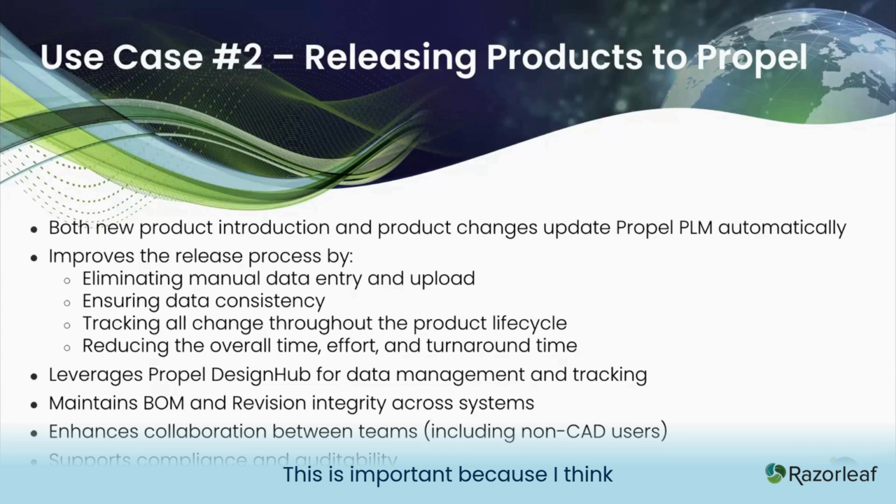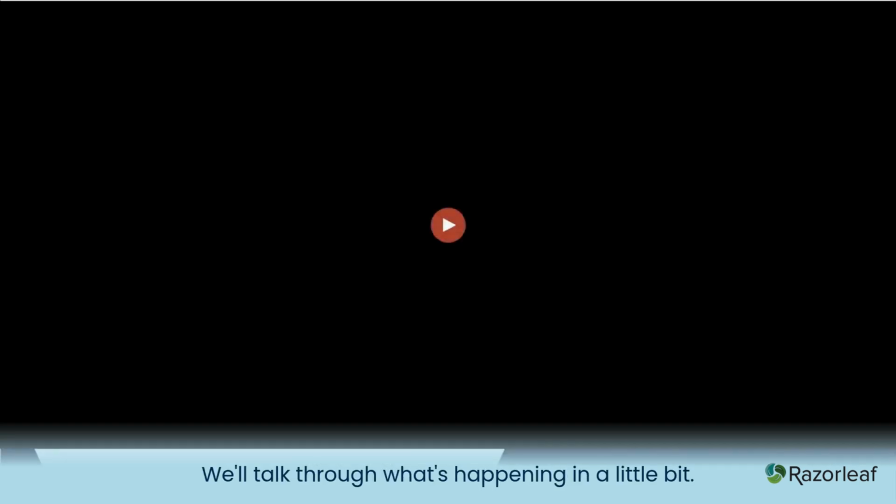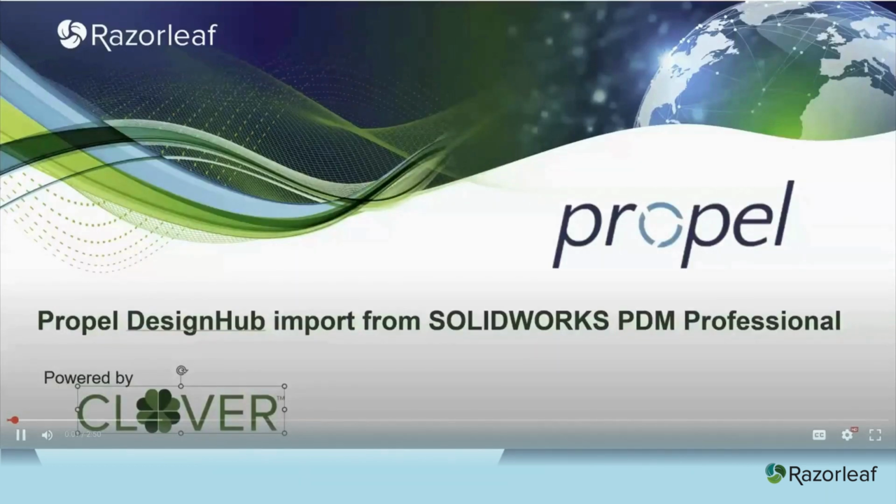This is important because I think it was mentioned a couple times, but maintaining that BOM structure and revision integrity across systems as you get into multiple systems is critical, right? And as your teams grow, you need to keep that collaboration happening, and you need to make sure absolutely that the fidelity of the data is maintained for compliance, to make sure that people have the right things at the right time. Go ahead and run this video. We'll talk through what's happening a little bit.